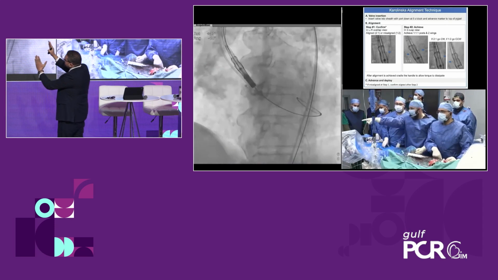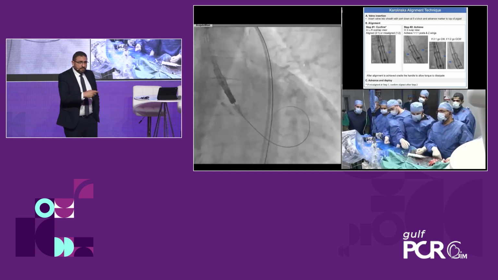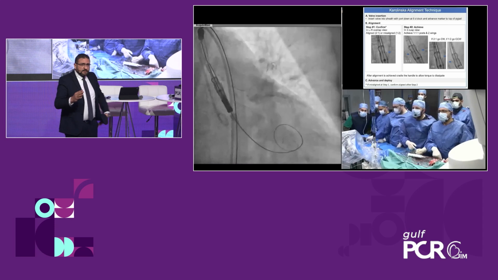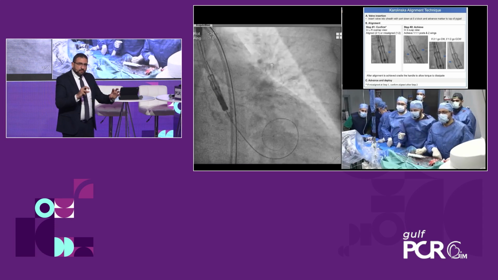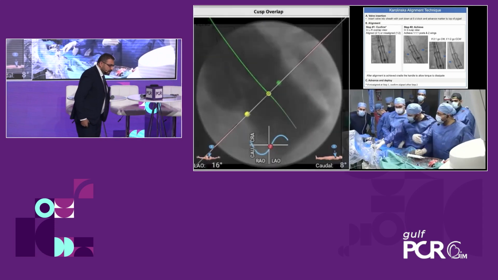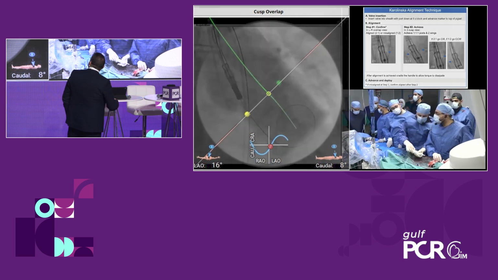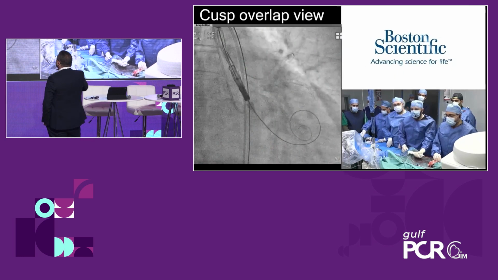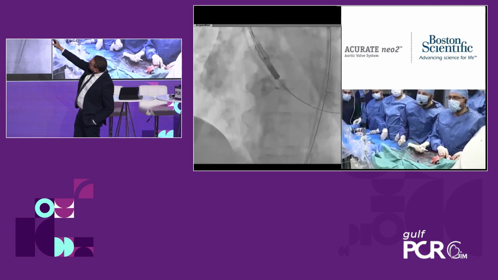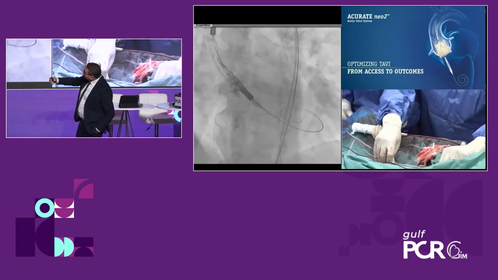Once you achieve that image in the coplanar view, you go in the cusp overlap view or the right caudal view, and make sure that you still have 1 free cell on the right side. These are the tips and tricks for having a proper commissure alignment, and then you advance your system and cross the aortic valve with the TAVI device. So this is the cusp overlap view, and you can see there is only 1 free cell on the right side, and then we get back to the coplanar view and advance the whole system.